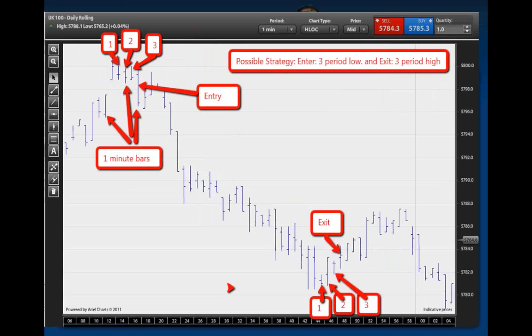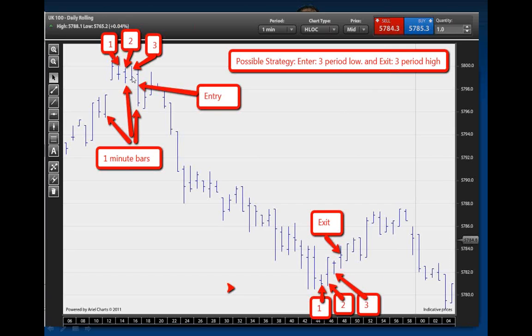Here's one. It's the same chart as last time, and let me explain this picture. It's still the daily FTSE 100. It's a 1 minute bar. That's the buy and sell ticket you can see there. It's a possible strategy, which is you enter if the price makes a 3-period low. It's the lowest it's been in the past 3 periods. In other words, in this case, it's a 1-minute chart, in the last 3 minutes. It could be a 10-minute chart. It could be a 1-day chart. Doesn't matter. The principles are the same.